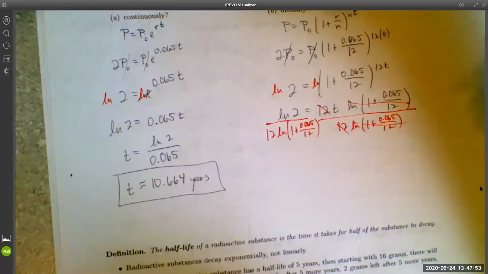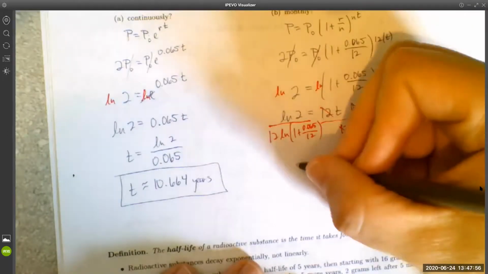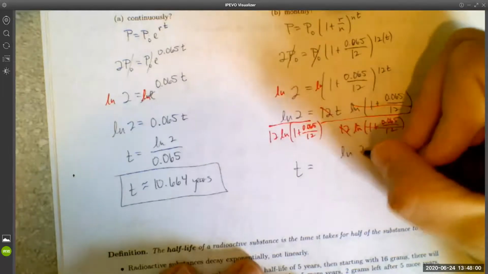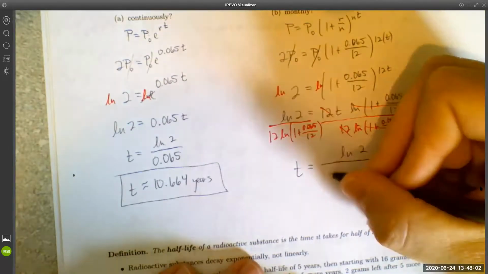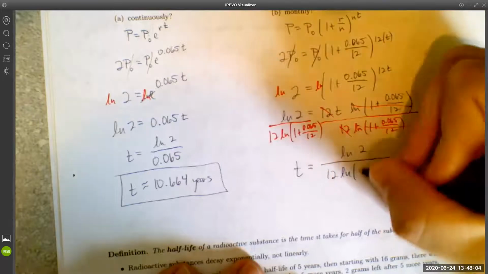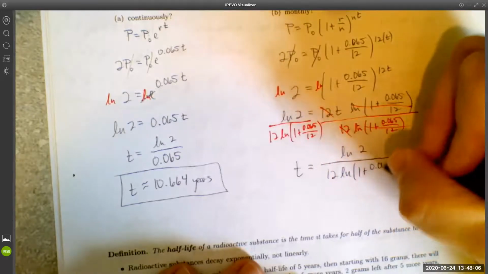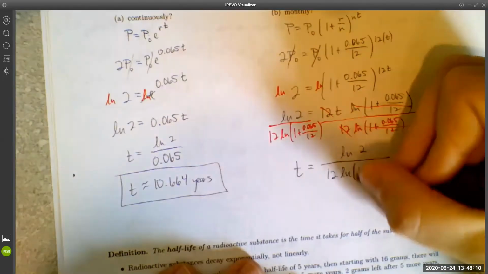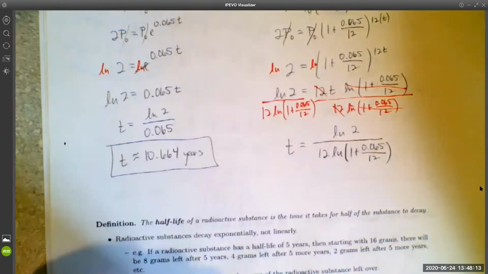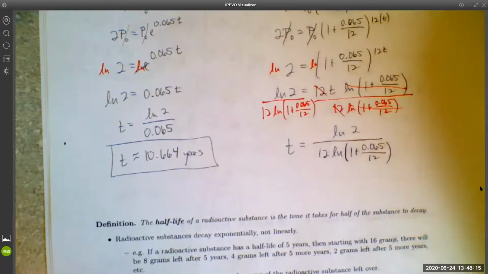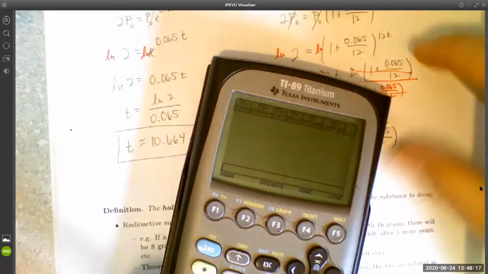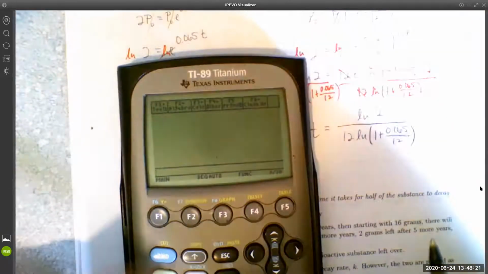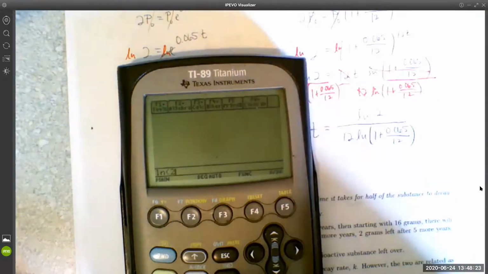So that's kind of messy, but here's what I'm saying. The exact value for t is ln of 2 divided by 12 times the ln of 1 plus 0.065 over 12. So there's my exact answer. Now, if I want a decimal approximation, I can plug that in. So this is going to be ln of 2.